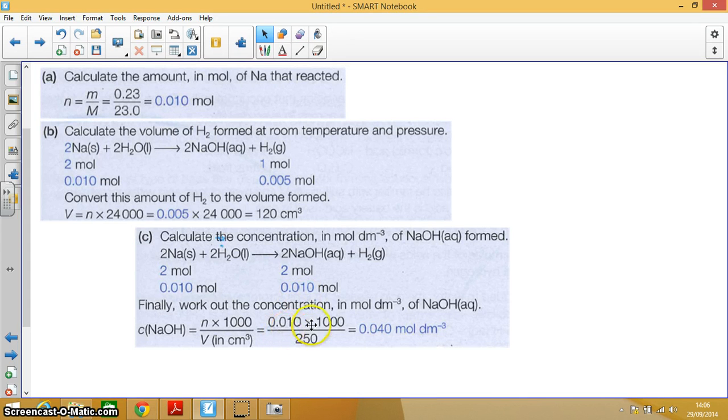We multiply that by 1000 and we divide it by the volume it's in, which is 250 centimeters cubed, which gives us a final answer of 0.04. So the concentration in mole per decimeter cubed of the sodium hydroxide which is formed in this reaction is 0.04 mole per decimeter cubed. Thank you.